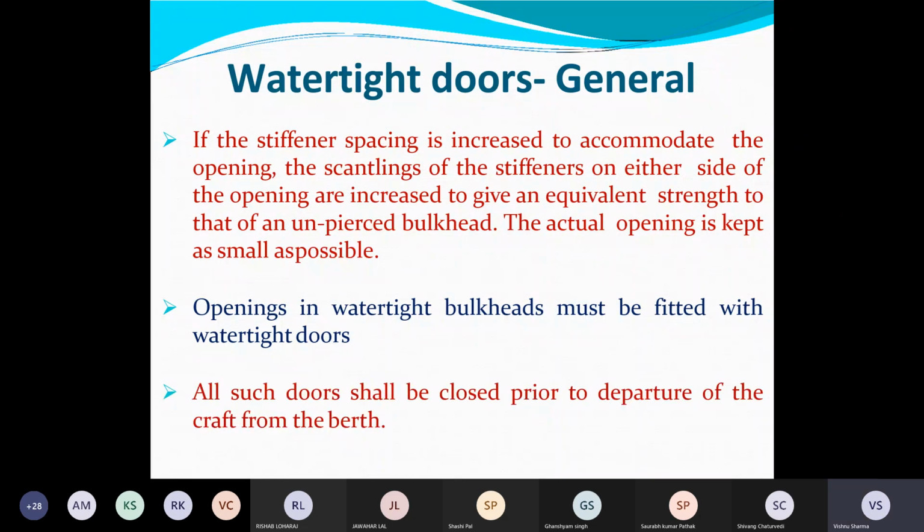All such doors shall be closed prior to departure of the ship from the berth. All the watertight doors when you depart from berth, especially in shallow waters when you navigate, because there is an additional navigational hazard of running aground or making contact with something. So you are required to keep these doors closed.